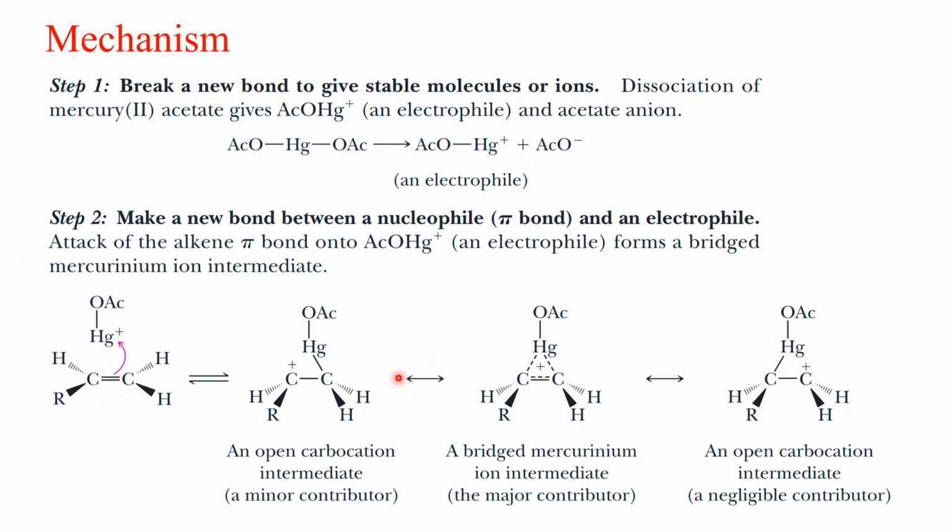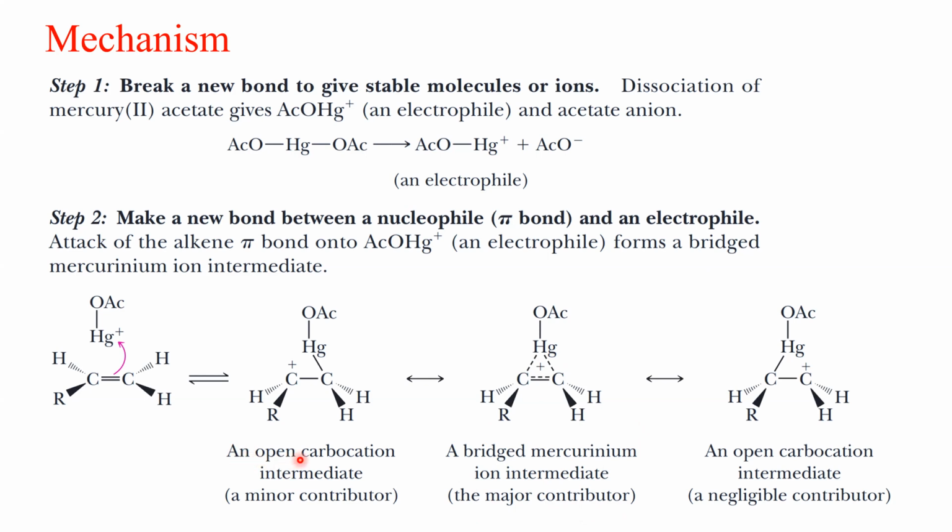Now, the very interesting thing about this mechanism is that there is the possibility of these three contributing structures. Through mechanistic studies, it has been established that it goes through this intermediate, which is the most stable one. That's why it is written as the major contributor structure. This structure is termed the bridged mercurinium ion intermediate. It is a mercurinium ion because it forms a temporary cyclic, three-membered structure.